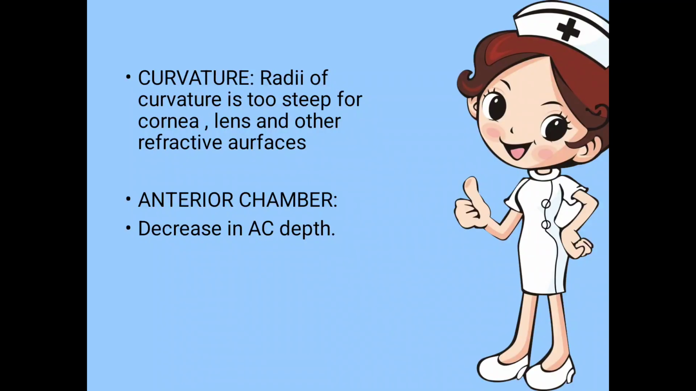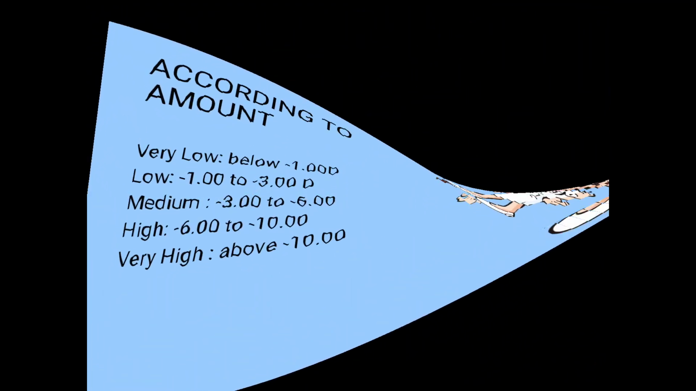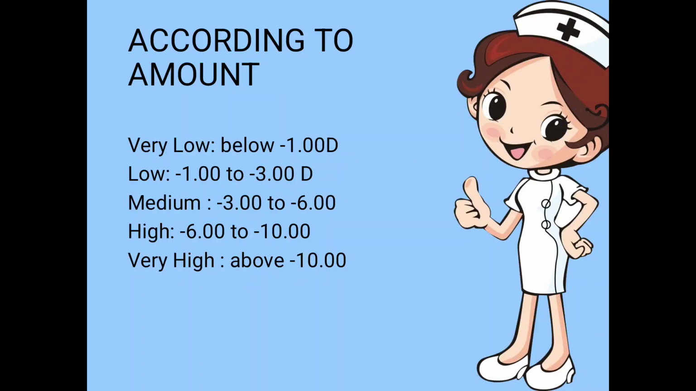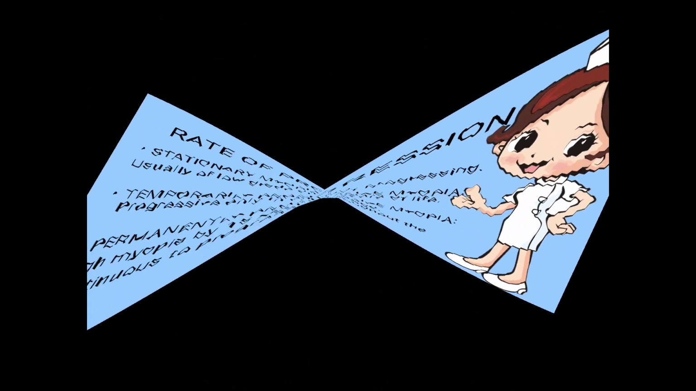Anterior chamber. There is a decrease in the anterior chamber depth. AC depth decreases. Next one, according to the amount. Now when there is very low myopia, it is below -1. Next one, low myopia, its range is from -1 to -3. Medium myopia is -3 to -6. High myopia is -6 to -10. And very high myopia is above -10.